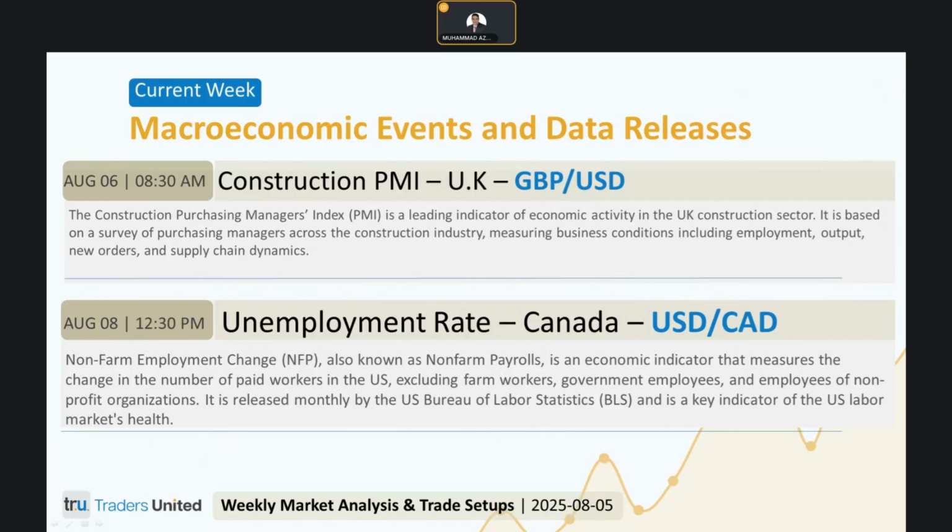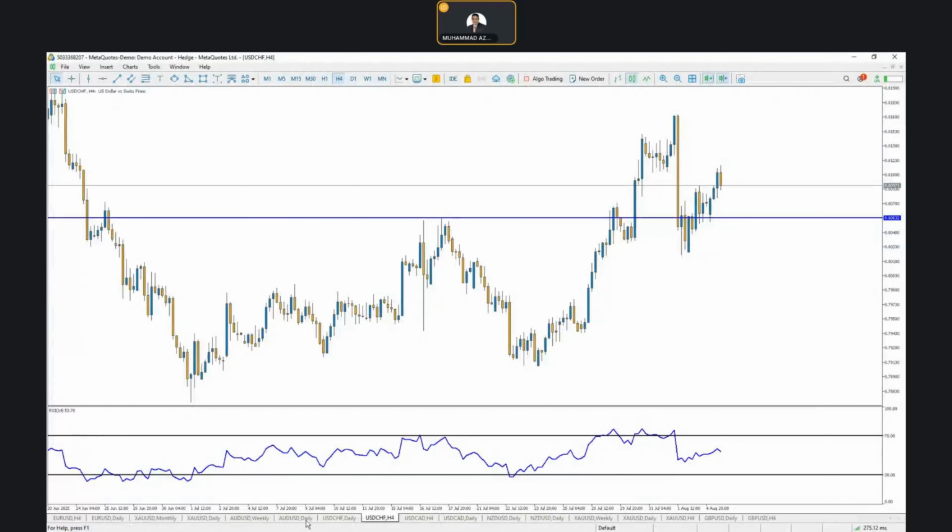Now the key figures: the previous number we got is 48.8 and the forecast is 49.2. The actual data is not released yet. The previous reading of 48.8 indicated a mild contraction in the construction sector of the United Kingdom. The forecast for August suggests a slight improvement to 49.2, though still below the 50 threshold that separates growth from contraction. Now, the market implications for GBPUSD: let me show you the chart of GBPUSD as well.